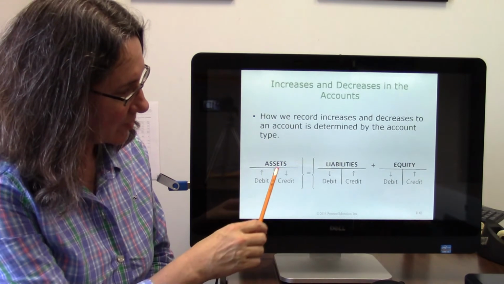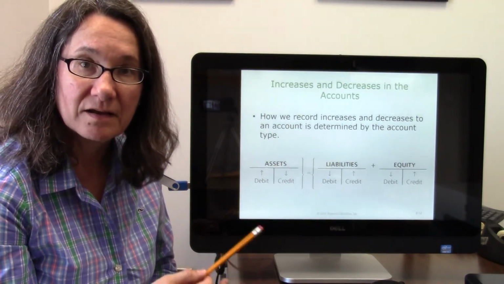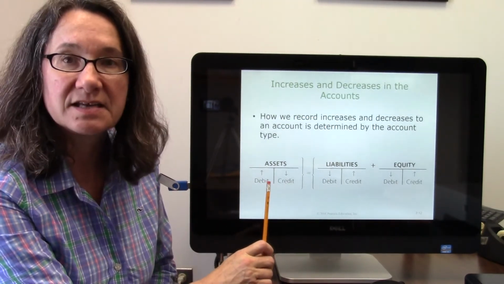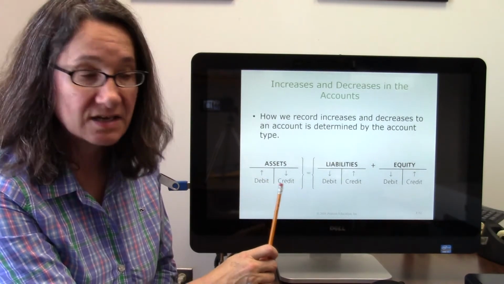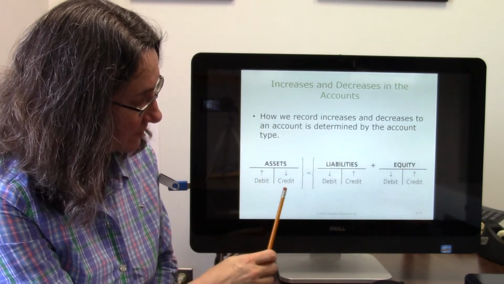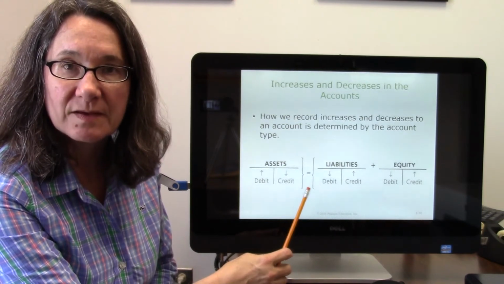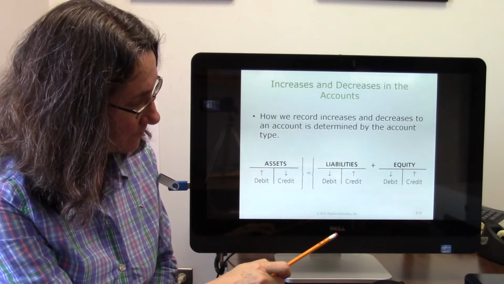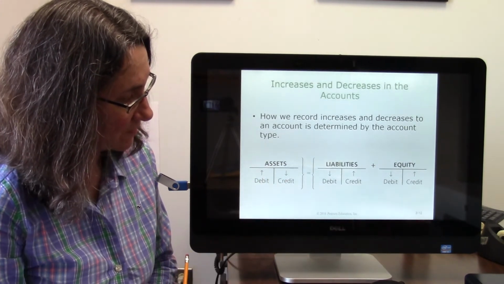All right? So if we're recording asset accounts like cash, like land, and I want to increase an asset, like let's say you gave me some cash. So I need to increase the asset cash. I do that with a debit. See how it's got the increase? Suppose I decrease cash. Let's suppose I spend some money. I go out and I buy some office supplies. I need to decrease cash. I do that with a credit. All right? So assets increase with debits and decrease with credits.